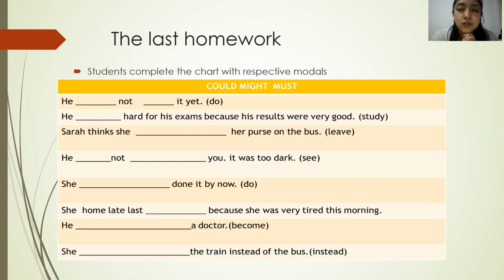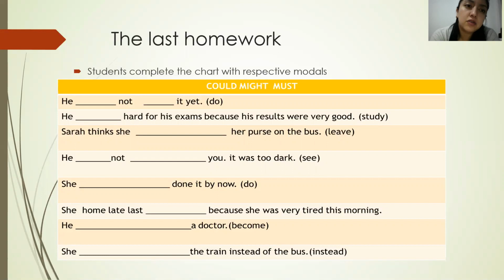So the last time, you know that we talked about the modals. We are going to review could, may, and must. So the first is: he could not have done it yet because it's in the past. The second is: he must have studied hard for this exam because his results were very good. We are going to talk about the modals.